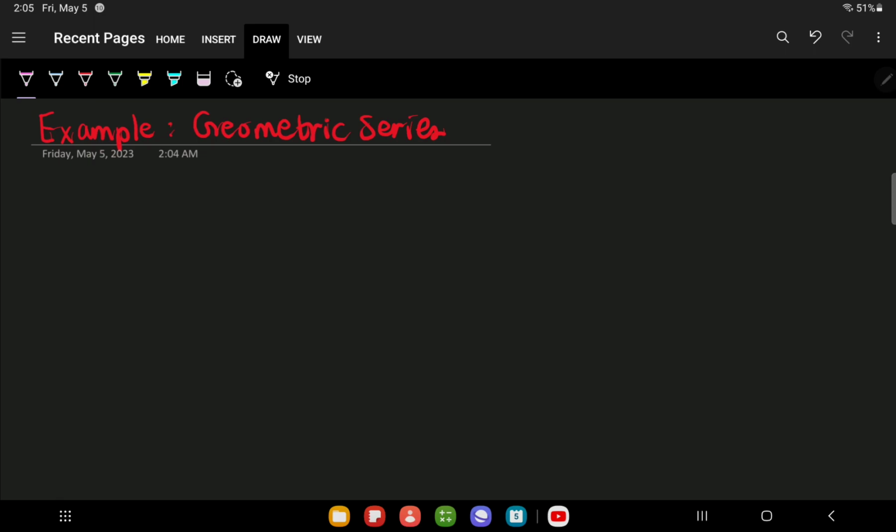Suppose you have something like 5 minus 10 thirds plus 20 over 9 minus 40 over 27 plus dot dot dot. One thing that we need to be familiar with is that we will not always have the summation notation given to us on a platter. We sometimes have to find the pattern. So let's find the pattern, what's happening.